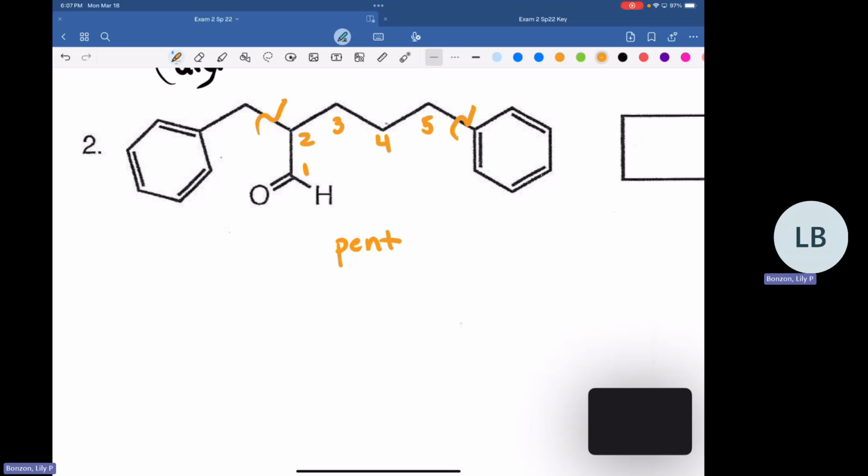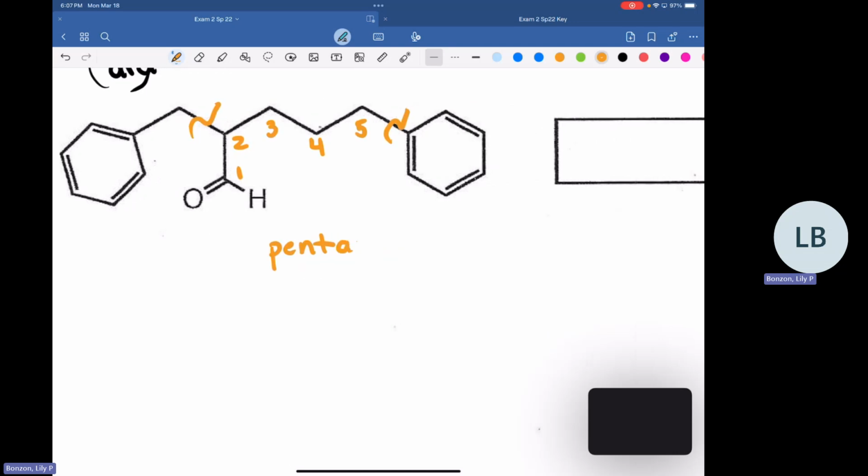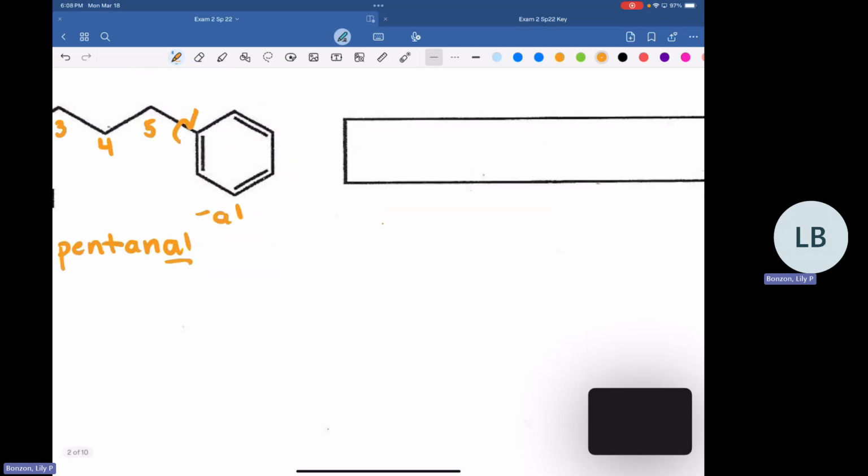And then we have our aldehyde. And so aldehydes are going to get the ending al. So we have pent-an and then al for the aldehyde ending. In this case, unlike ketones, you don't have to put the number of where the aldehyde is because it's always going to be on carbon 1. It's always at the end of a carbon chain. So we have our parent, which is going to be pentanal.